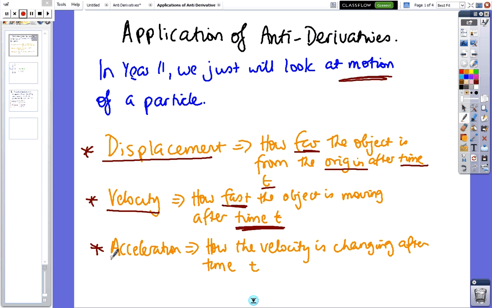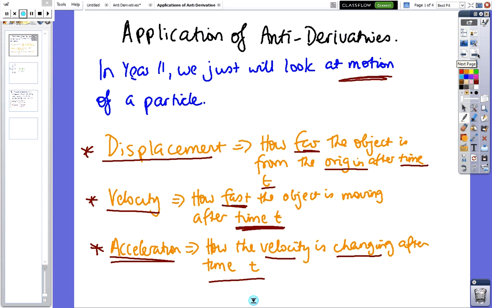And the last one, which you're maybe not really sure about, is acceleration, and that's the measure of how the velocity is changing at time t. So displacement is how far away from the origin. Velocity is how fast the displacement is changing, and acceleration is how fast the velocity is changing. So they're all about rates of change, and rates of change is calculus.